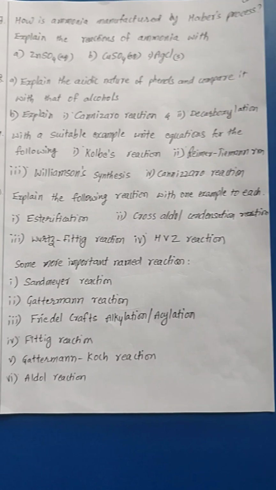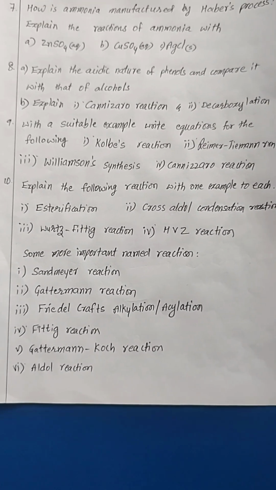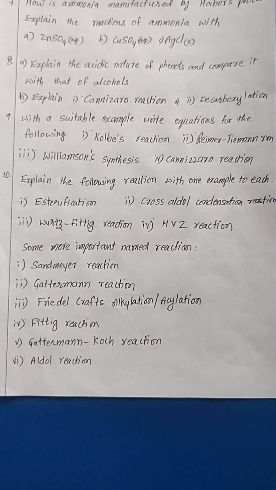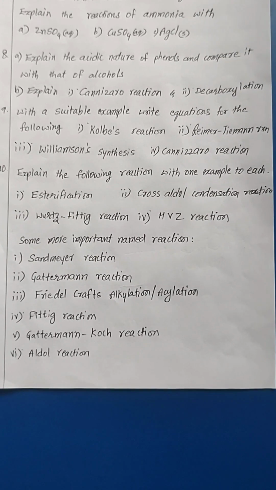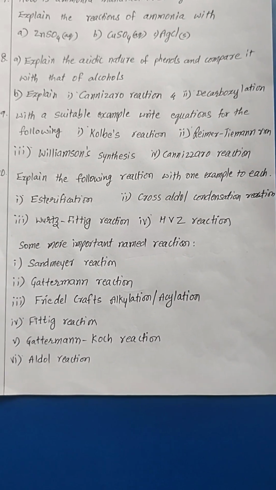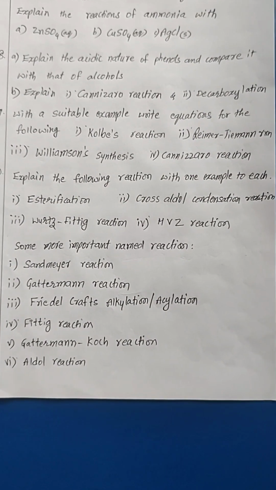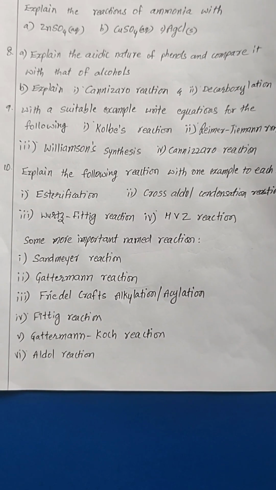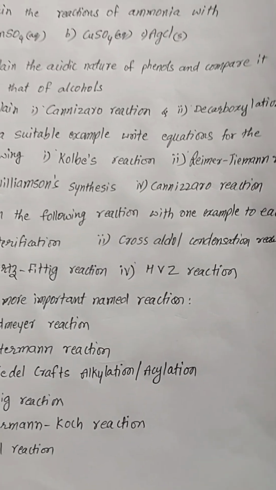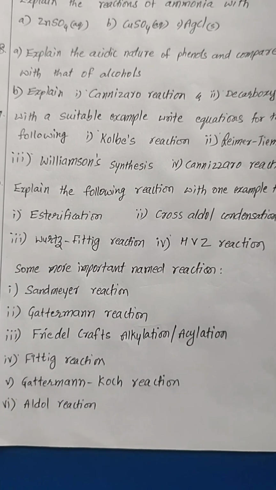From the organic chemistry, we are getting the third question in the essay type. In that, they may ask like this. First, 4 marks bit from the alcohols and phenols. 8th A question: Explain the acidic nature of phenols and compare it with that of alcohols.